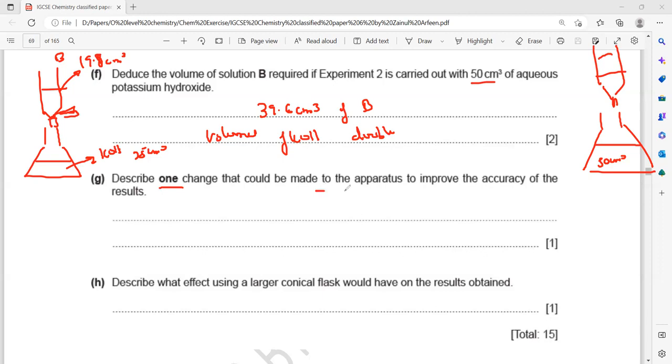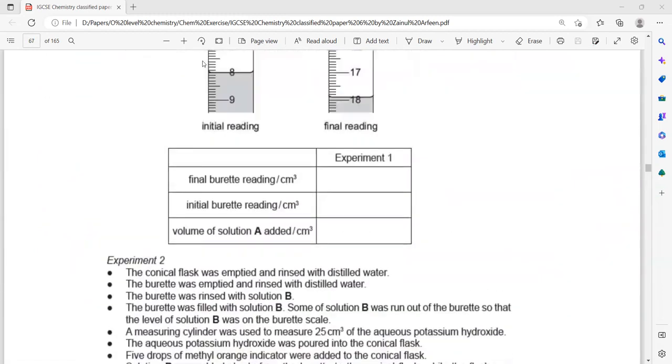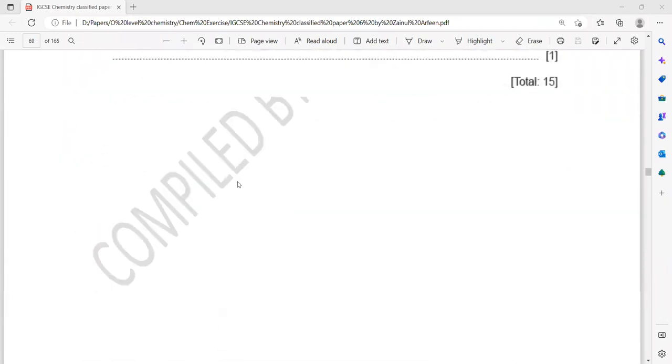Describe one change that could be made to the apparatus to improve the accuracy of the result. You can say use a pipette instead of a measuring cylinder. Pipette is the right term, because you are measuring 25 cm cube. Whenever there is 25 cm cube, better mention a pipette. If it was any other volume, like 16.5, it could differ. But as you can see, we are measuring 25 cm cube, so for an accurate measure of 25 cm cube, use a pipette instead of a measuring cylinder.